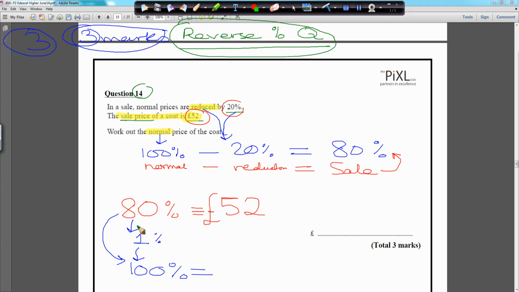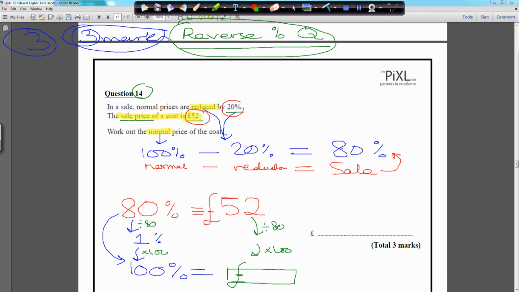So we are going from 80% down to 1%. What we do here, we divide it by 80. 80 divided by 80 is 1. 1 to 100 is times by 100. Whatever we do on the left-hand side, we have to do on the right-hand side. So the first part is going to be divide by 80, and the second part of the calculation is going to be times by 100. And then we will get our value.